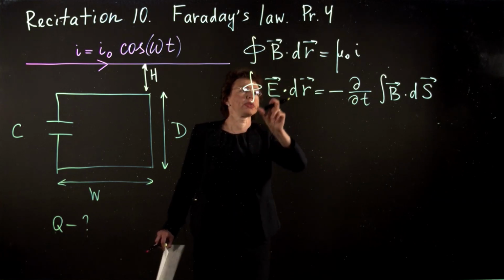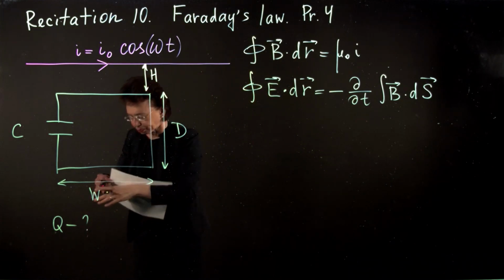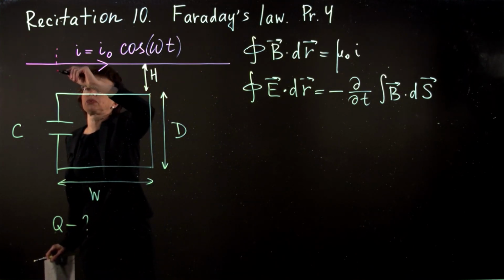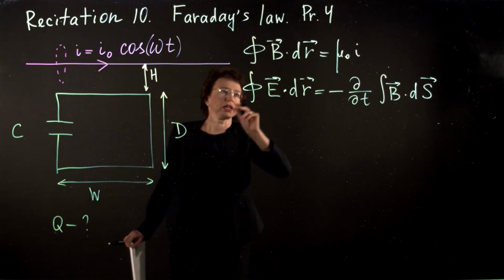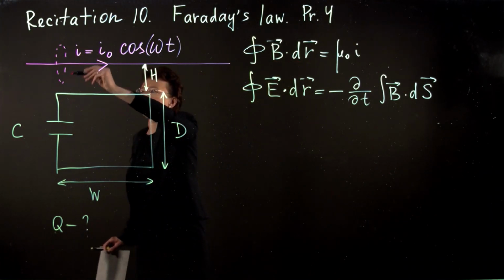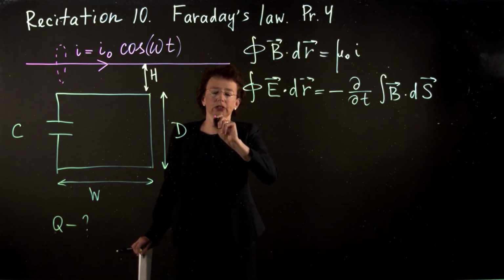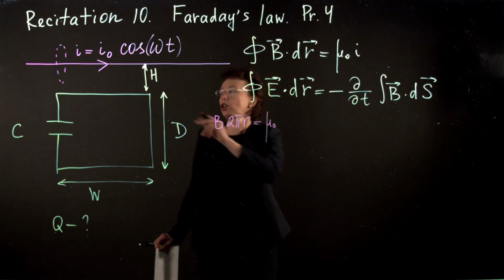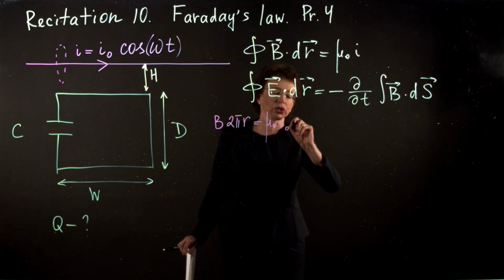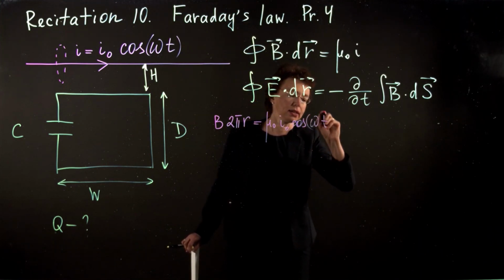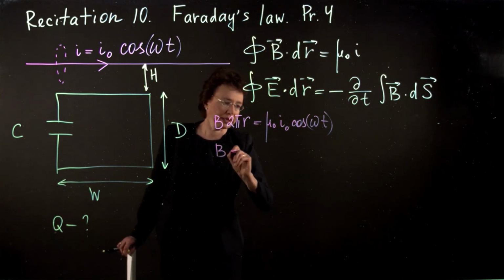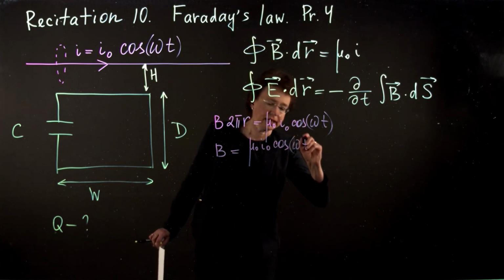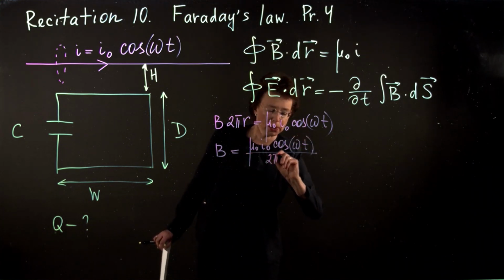First of all, let's find the magnetic field created by this current. The lines of the magnetic field will be circles. They will be at each point parallel to dr. So I take B out of this integral. B times 2 pi r, the circumference, is equal to mu naught times the current enclosed, which is I naught cosine omega t. So the magnetic field B is mu naught I naught cosine omega t divided by 2 pi r.